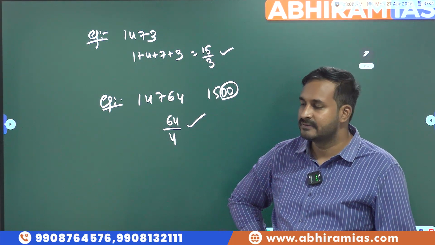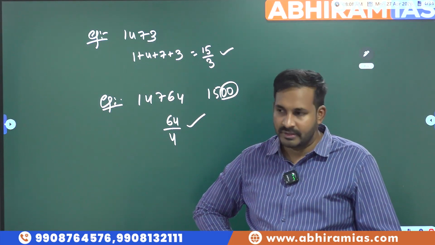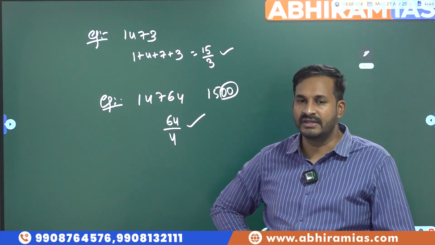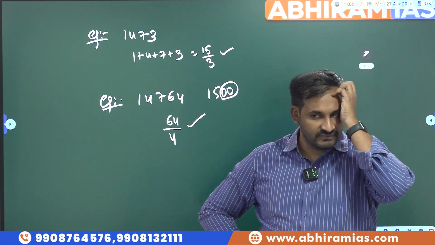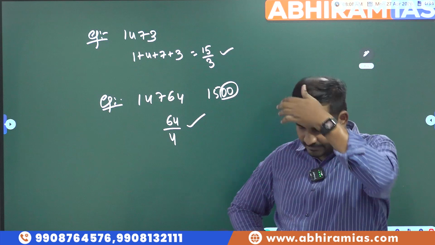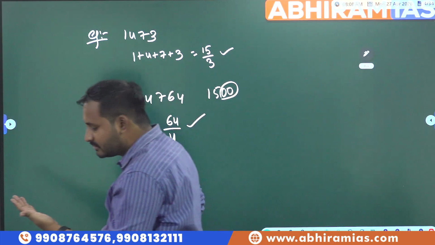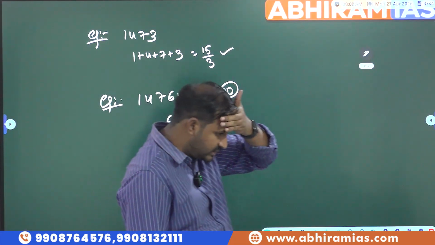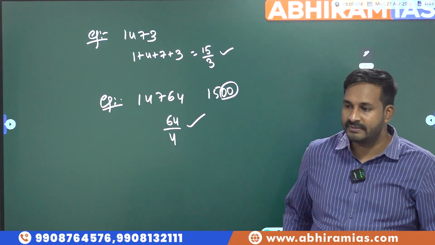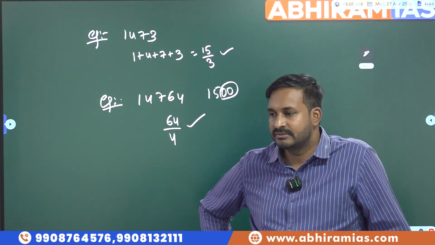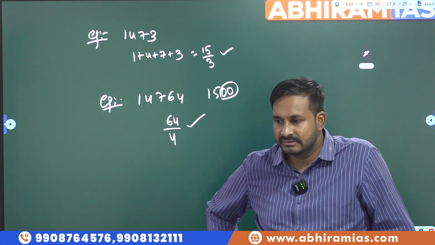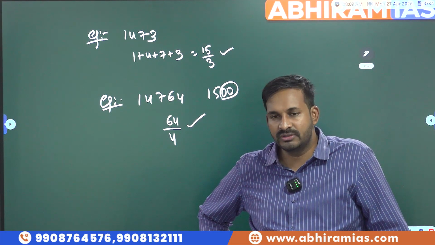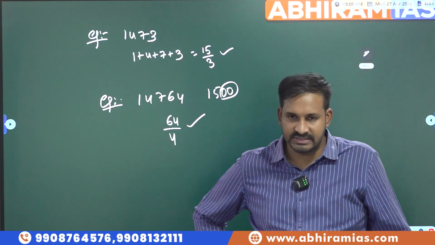Next, rule for 6. If the given number is divisible by both 2 and 3, then it is divisible by 6.